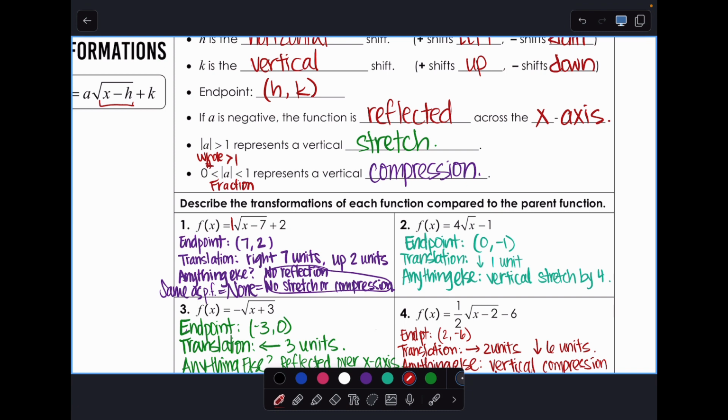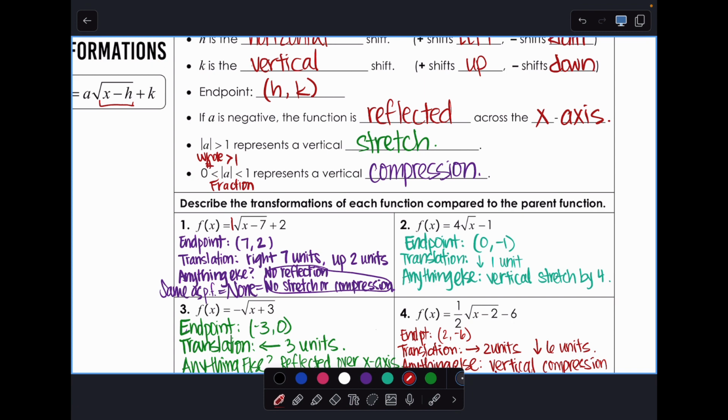This one. Oh, I see. Right? If it's positive 1, then it's identical to the parent function. So nothing's going to happen in terms of the original parent. Nothing's going to change in terms of the compression or the stretch. Okay? But this one does have a coefficient to the radical, which is not 1, and it's a 4. So it's a vertical stretch. Okay? All right. Anyone else?